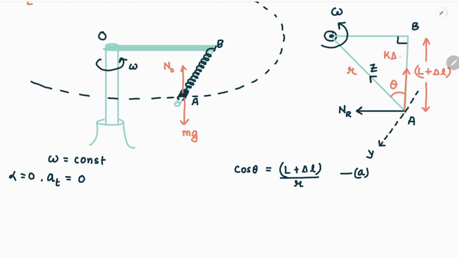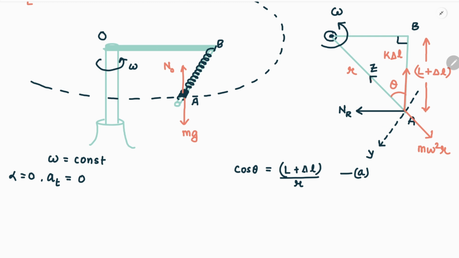The spring is going to exert a force in this direction which we regard as K delta L or Kx, and due to the rotational sense we will have a force m omega square r in this outward direction, which will be directed like this. So we write it as m omega square r in this direction. So we have a z axis and we have a y axis.